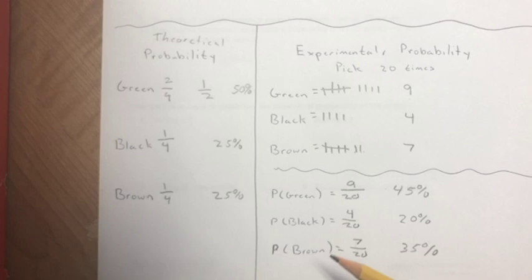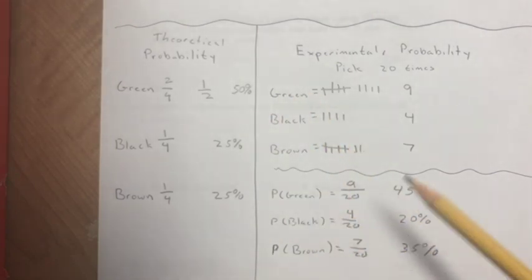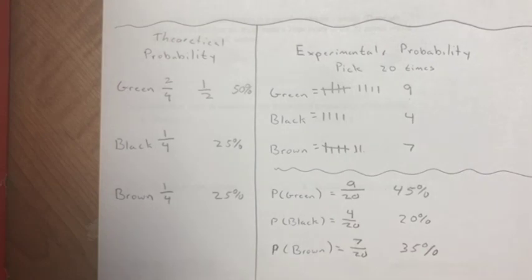Now, here's the beauty of it. If we were to take my numbers and your numbers and all the other students' numbers and put them together and do a comparison, which we might end up doing before this day is out, we should probably get closer to our theoretical probability, because the more trials that we do, the closer we should get to the theoretical probability. In this case, it's not too terribly bad. 45%, 20%, and 35%. Not too bad.